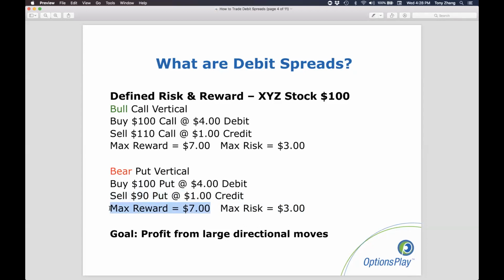So when you're trading these spreads, you know exactly what your max risk is, what your max reward is. And the goal of buying these debit spreads is simply to profit from a large directional move in one direction or another. If you think the stock's going to go higher, you buy that bull call spread. If you think the stock's going to go lower, you buy that bear put spread.